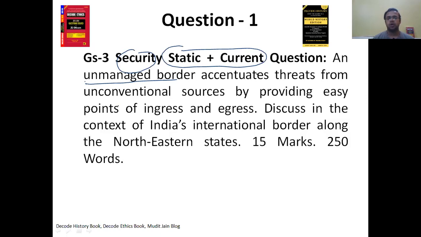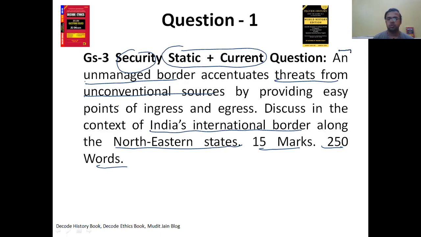An unmanaged border accentuates threats from unconventional sources by providing easy points of ingress and egress. Discuss in the context of India's international border along the northeastern states. 15 marks, 250 words. So this is a type of statement based question.